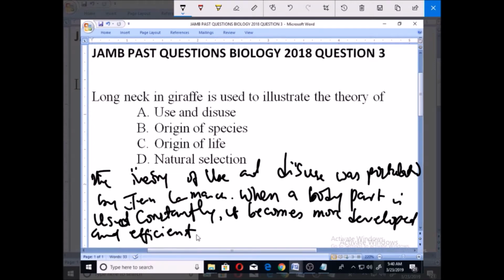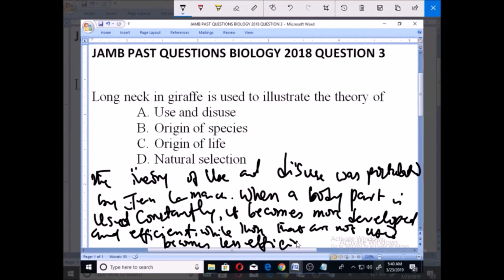So when you continue to use a body part constantly every time, that very part is going to become more developed and more efficient, while those body parts that are not used become less efficient. You see that? They become both less efficient and small, but the part that you use becomes more developed and more efficient.